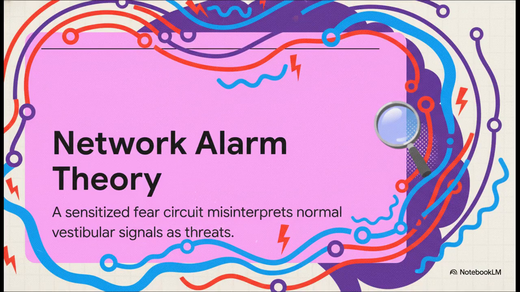Now let's zone in on that third model, network alarm theory. This is fascinating. It beautifully explains how a sensitized loop causes a predisposed patient to generate a conditioned panic response to perfectly normal movement. Because that circuit, the amygdala, the PBN, the locus coeruleus, is so abnormally wound up, the brain misinterprets totally standard, everyday vestibular signals as a massive bodily threat. It's basically a false alarm triggering a very real autonomic storm.